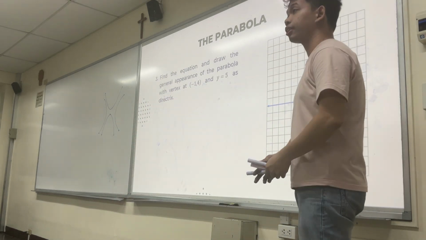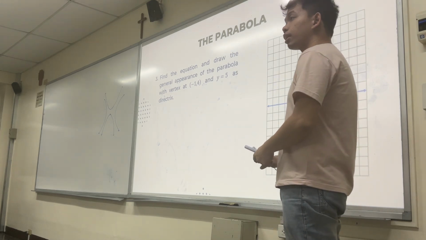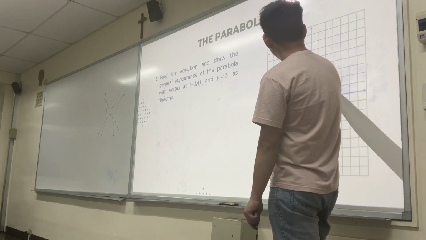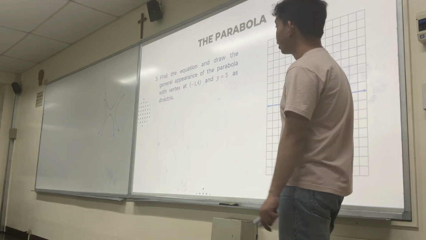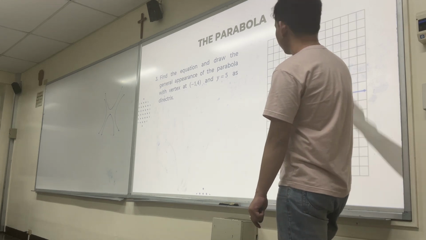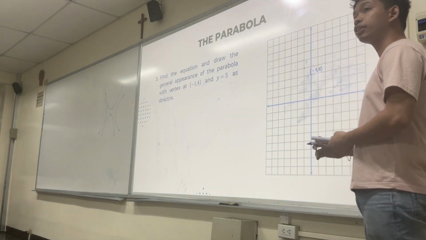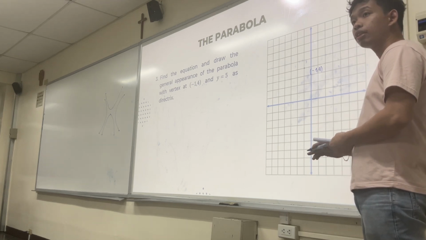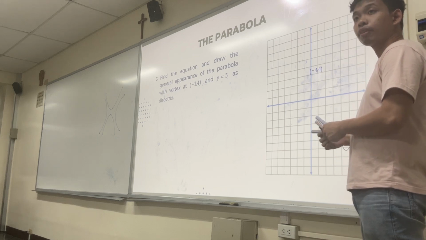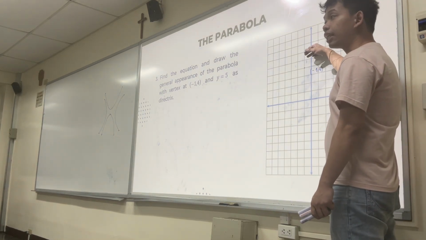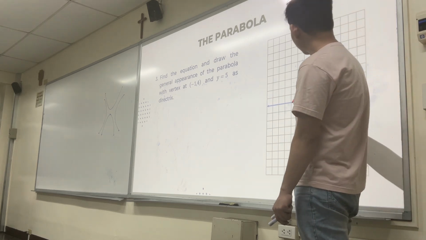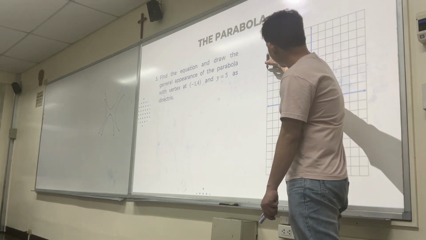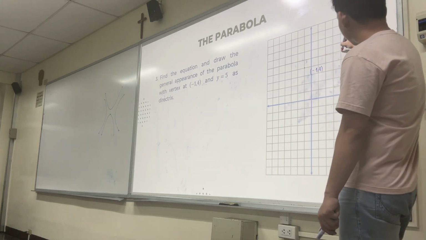Let's sketch first. Vertex asan? -1, +4. So 1, 2, 3, 4. This is your vertex at -1, +4. Now you have your directrix. What's the equation? Y equals 5. Vertical or horizontal line? This is a horizontal line. Asan ang y equals 5 now? You count 5 units away from the x-axis. Kaya I'll have this one as my directrix.